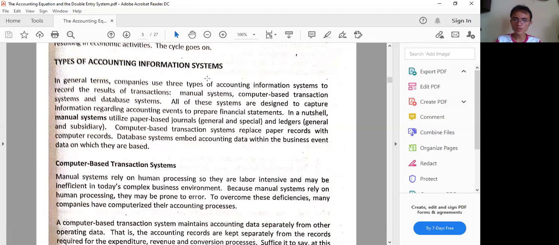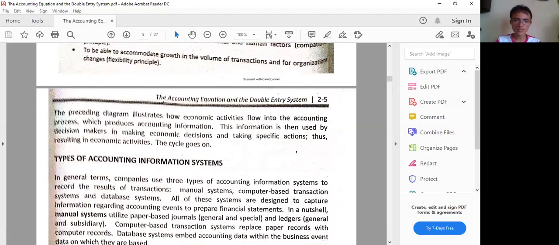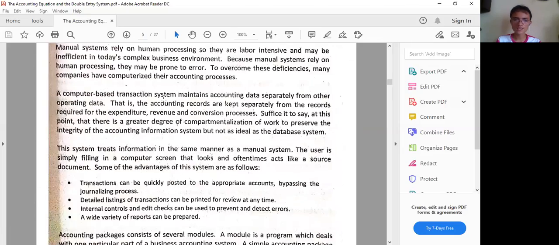So we now employ the usage of computers of whatever generations from prior up to the present. On the other hand, we also have the database systems in which we embed accounting data within the business event data on which they are based. So database systems would be placing the outputs into specific storage devices. So here we can see two discussions, because in today's world, we are now on computer-based and the database systems.